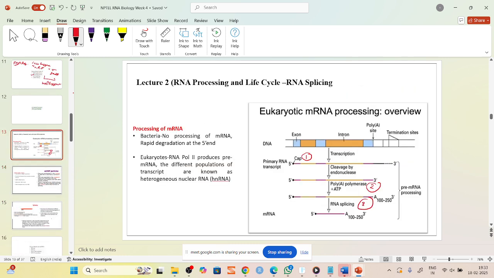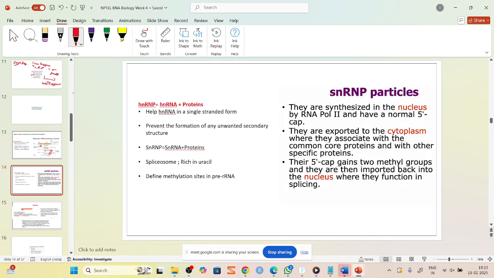Okay, so now one important topic to understand here before we come to splicing is HNRNP and SNRNP. So what is HNRNP? HNRNP is HNRNA plus protein and SNRNP is SNRNA plus protein. Okay, HNRNP is HNRNA plus protein and SNRNP is SNRNA plus proteins. Fine.